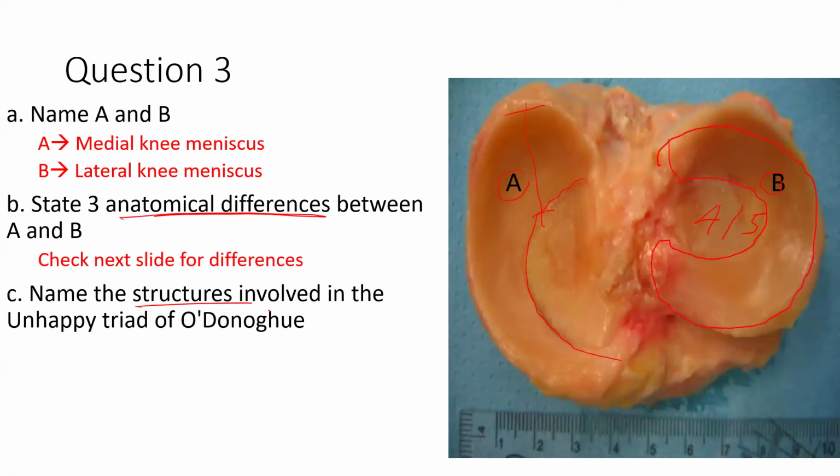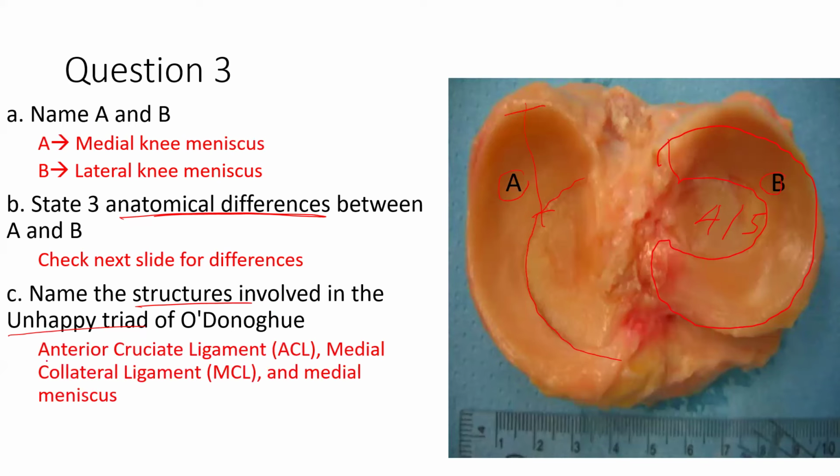So what are the structures involved in the clinical triad known as the unhappy triad? In the unhappy triad, there is a tear of 3 structures, and these include the anterior cruciate ligament, the medial collateral ligament, and the medial knee meniscus. So that is what is known as the unhappy triad.